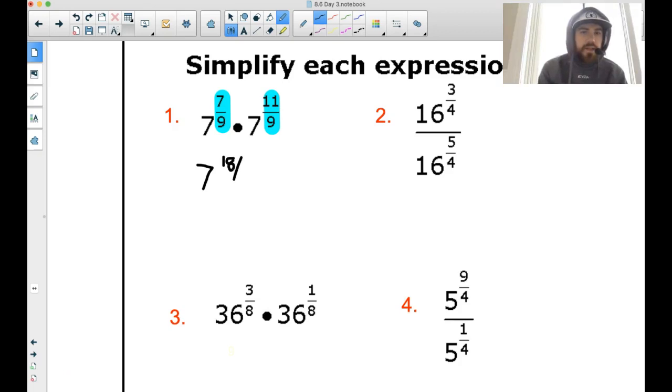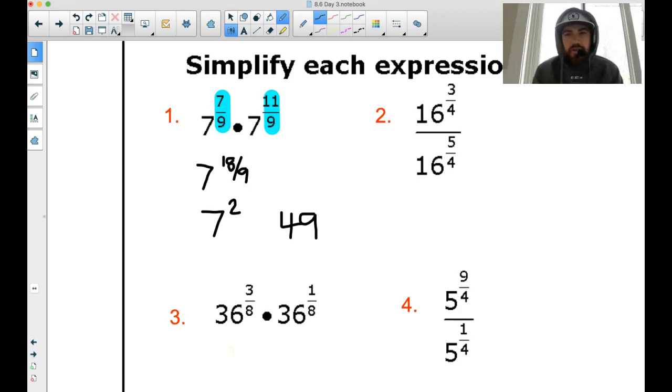And 18/9. Nova, do you know what 18/9 is the same as? Come on. 18 divided by 9, Nova, go. 18 divided by 9 is 2. Good. So 7 squared. So what's 7 times 7? 49. Good. She said 14.